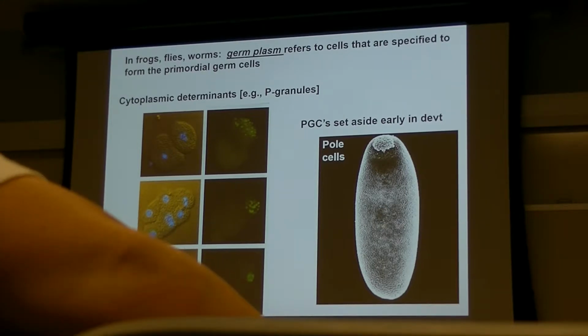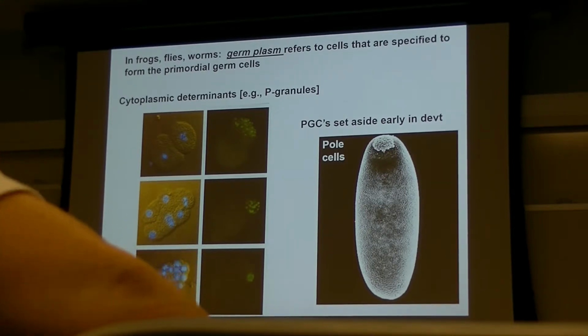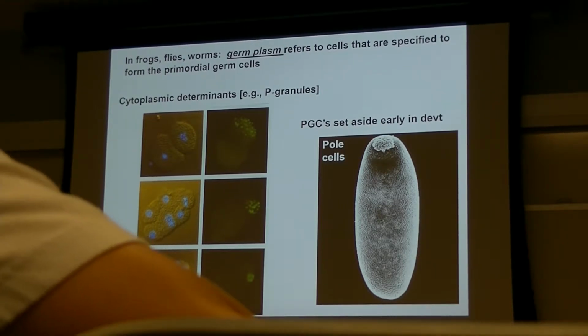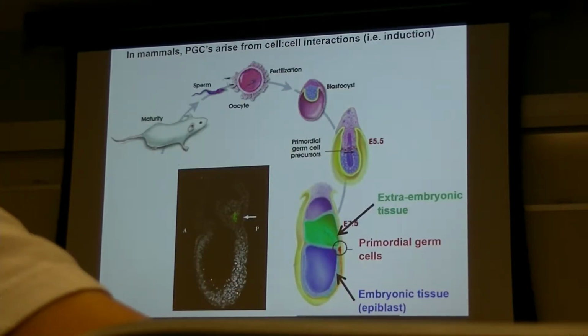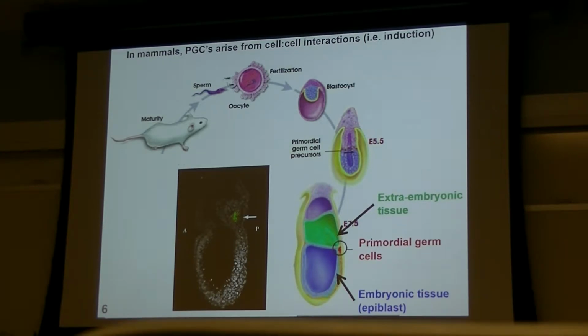So we may see the term germplasm here, and that's just referring to this group of cells that will become the primordial germ cells, or the cytoplasm that will become germ cells. So how does this happen in mammals?